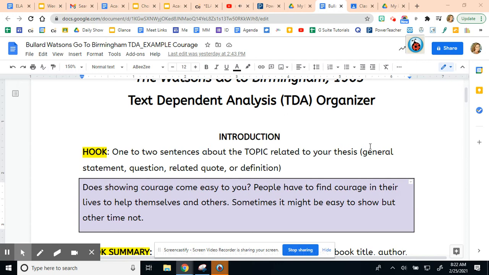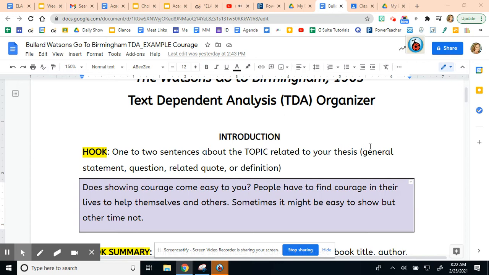So I chose a question, and here's my example. I wrote, does showing courage come easy to you? All right, so you know my topic is courage. That's not one of the 3 choices on the whiteboard. I'm choosing a totally different topic. I'm not doing one of the 3 that you're doing. So mine is courage. Does showing courage come easy to you?